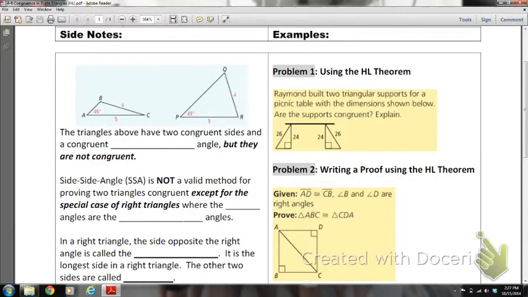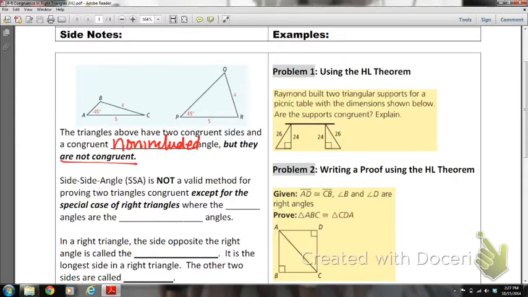So it's not angle side angle. We can't use angle side angle. We can't use angle angle side on this one because it's not included. So if you look at this, the triangles have two congruent sides and they have a congruent non-included angle, but they are not congruent. So let's look at why this is the case.